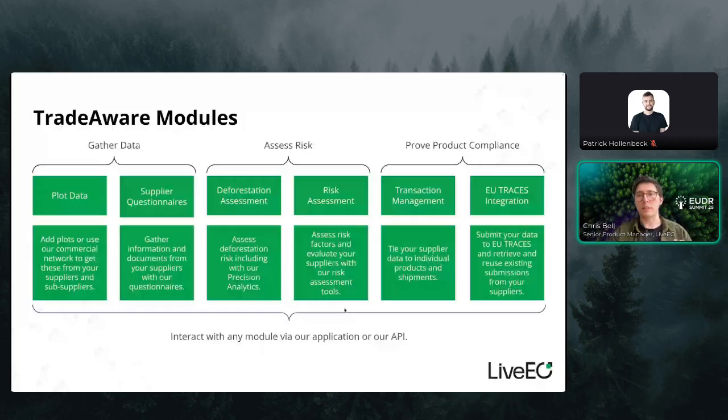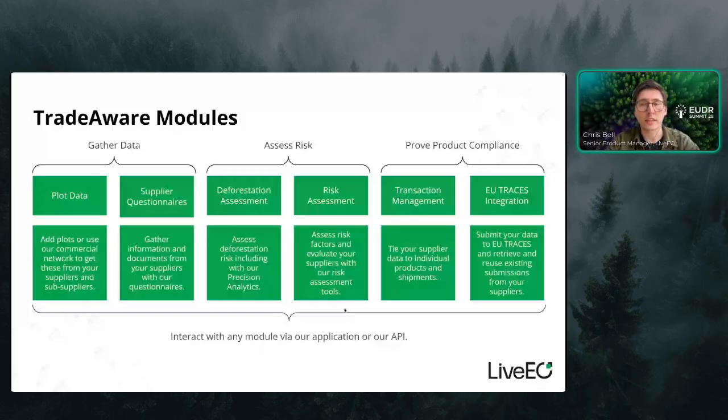So the first point being, you need to gather data. And then what does that look like? That looks like gathering the geolocation information, the plot data. As has probably been discussed, that's a very challenging step. And our approach to that is to use something we call our commercial network. So you can get data from your suppliers and they can get it from their sub-suppliers and so on and so forth. And then, of course, there's also the legality aspect of EUDR.